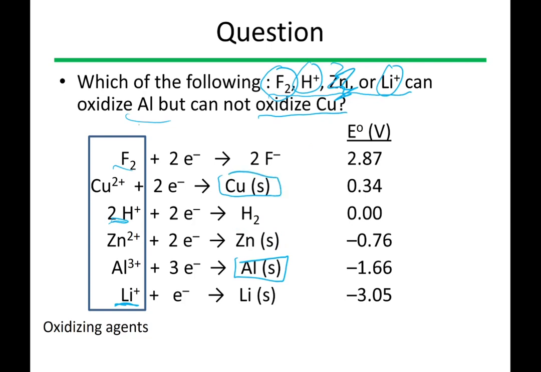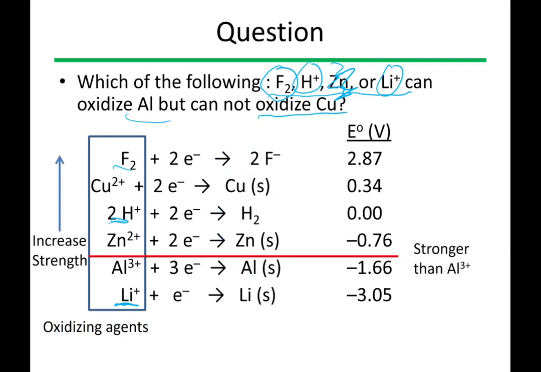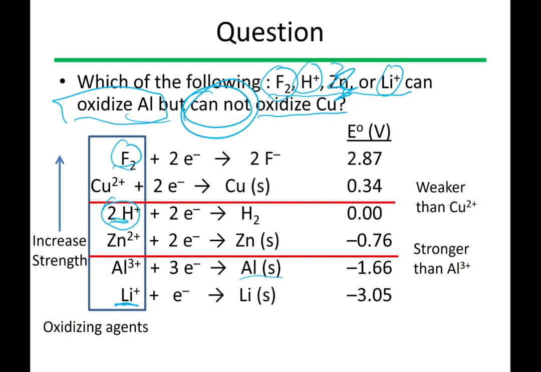So of these species, we want to oxidize aluminum, but not copper. And so in order to oxidize a species on this side, the oxidizing agent has to be higher up on the table. So if we look, anything that's above aluminum can oxidize aluminum. So the things that can oxidize aluminum would be H+ and F2. But we also have to find something that cannot oxidize copper. If it's above copper, it will also oxidize it. So F2 will oxidize both. Lithium can't oxidize either. And only H+ can oxidize aluminum, but not copper.